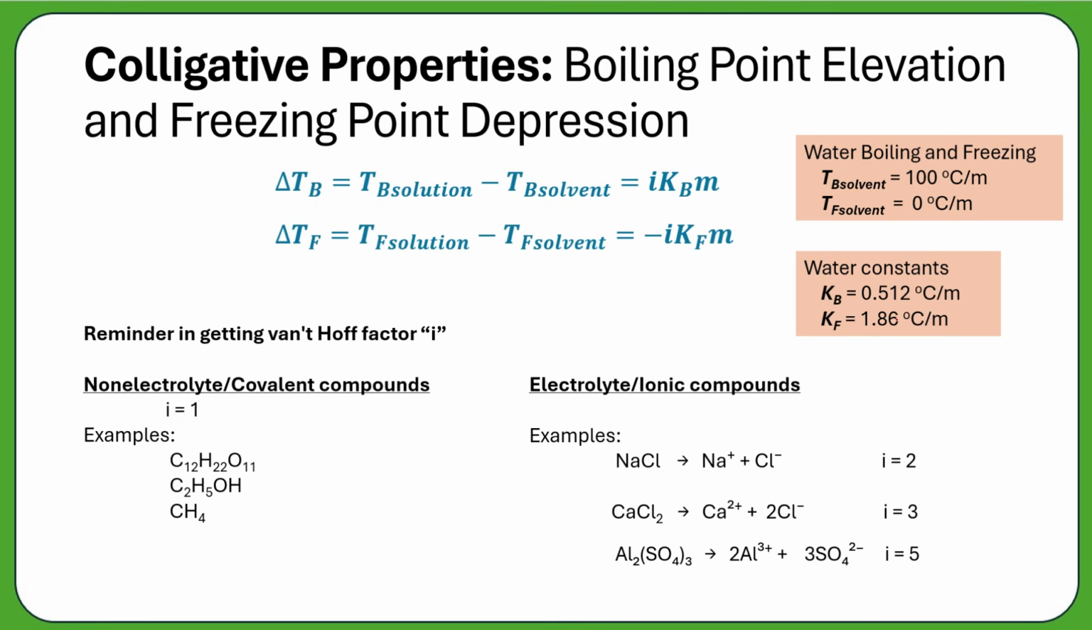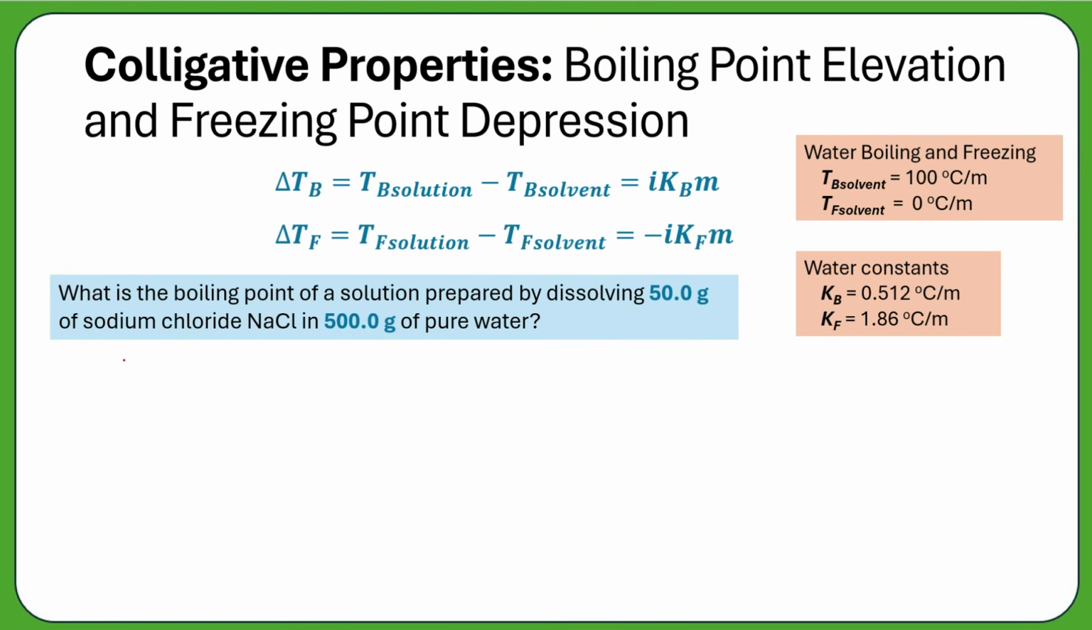Okay, let's try answering this problem. What is the boiling point of the solution prepared by dissolving 50 grams of sodium chloride, NaCl, in 500 grams of pure water? Remember, we need to use this formula, but we need to write down our given first, and we need to know what the givens are that are derived from this word problem. So we're looking for the new temperature, and this is talking about boiling point.